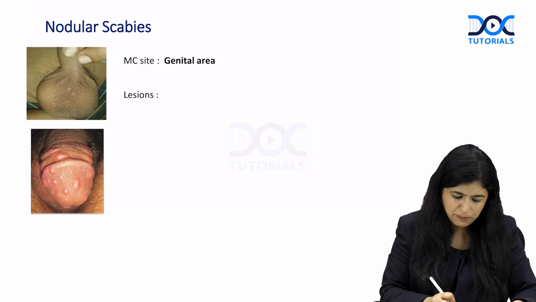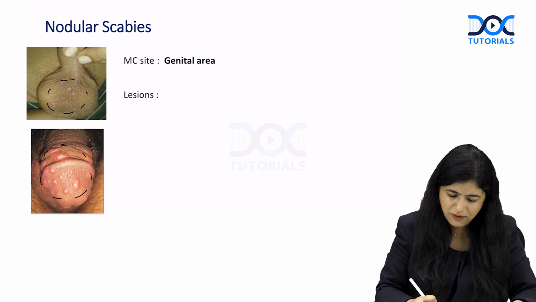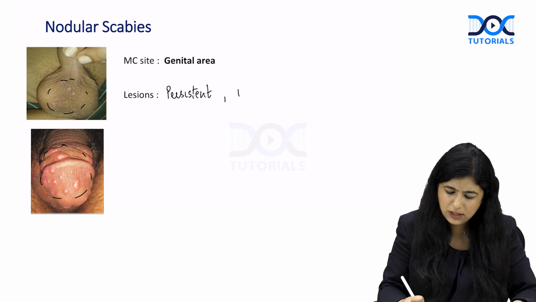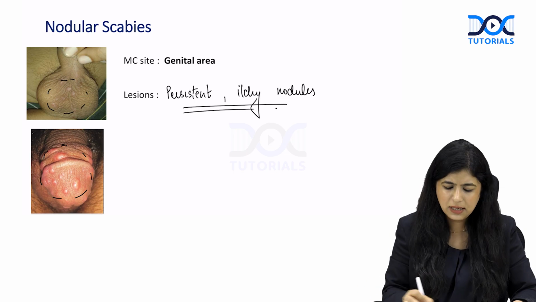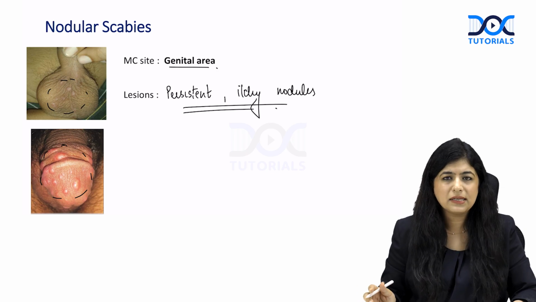Nodular scabies: the patient has these persistent nodules which are very itchy. So these are persistent itchy nodules which may remain on certain areas of the body even after treatment. This is called nodular scabies. Most commonly, it is seen in the genital area.